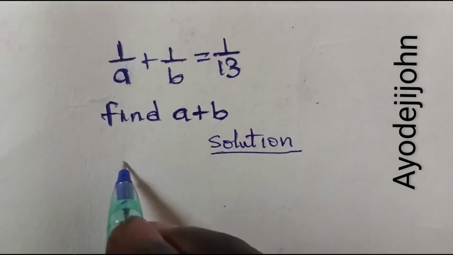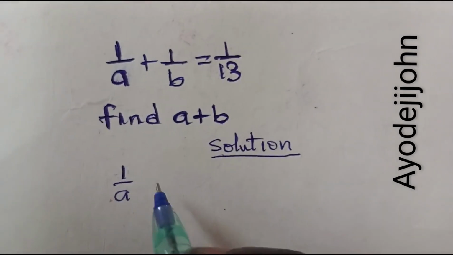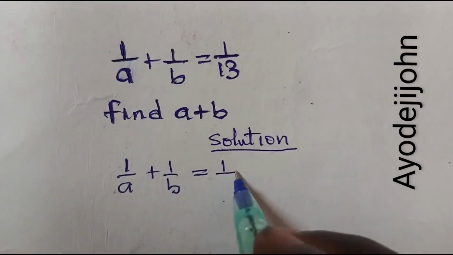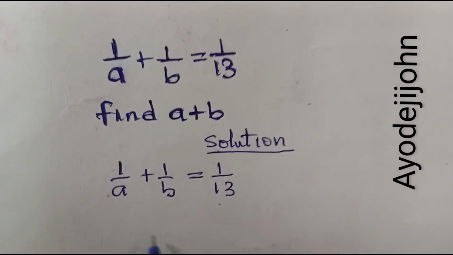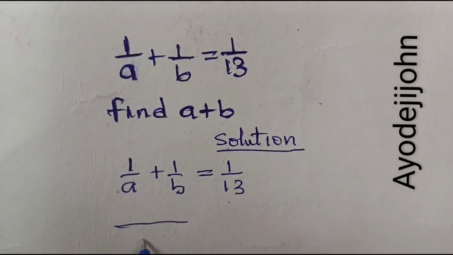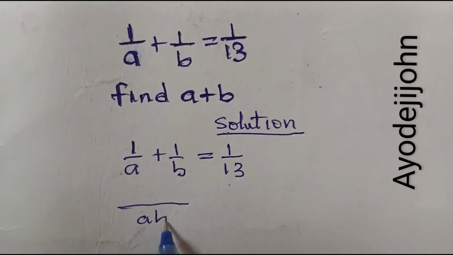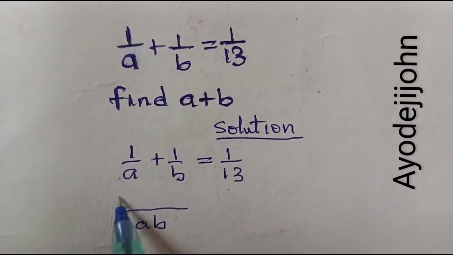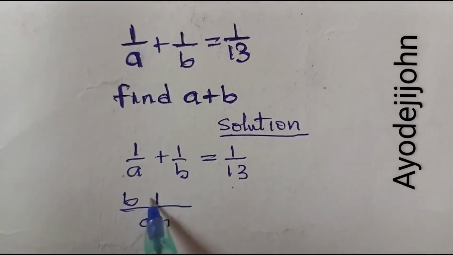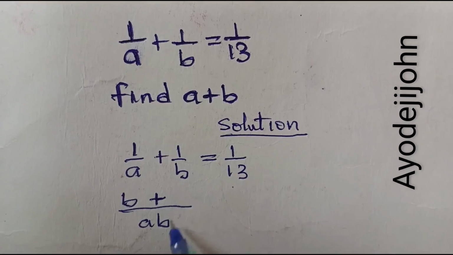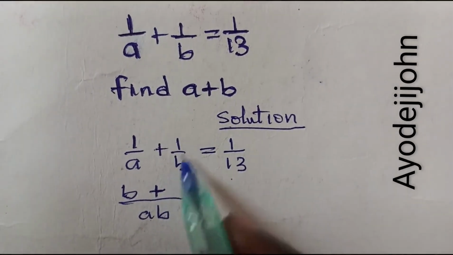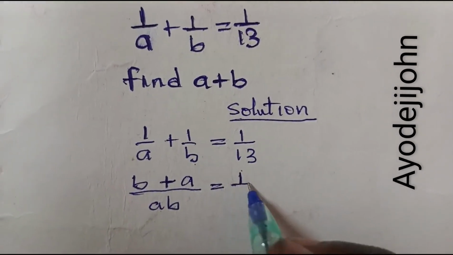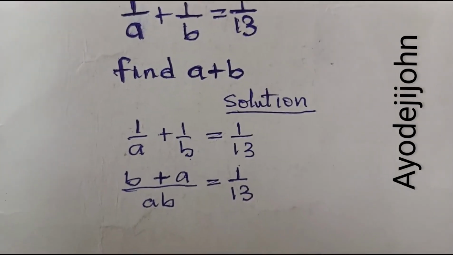So we are going to have 1 over a plus 1 over b equals 1 over 13. So we find the LCM of A and B, and that gives us AB. AB divided by A, that's B. B times 1, that's B. Plus AB divided by B, that's A. A times 1, that's A. Equals 1 over 13.